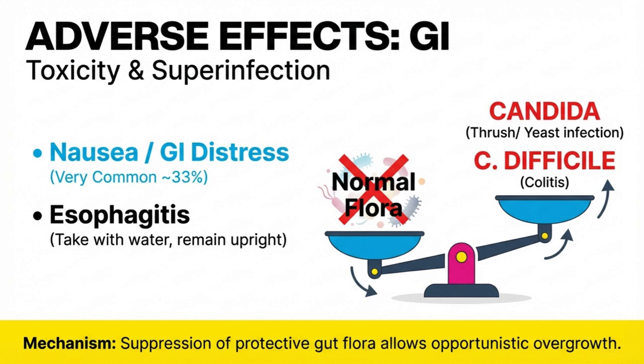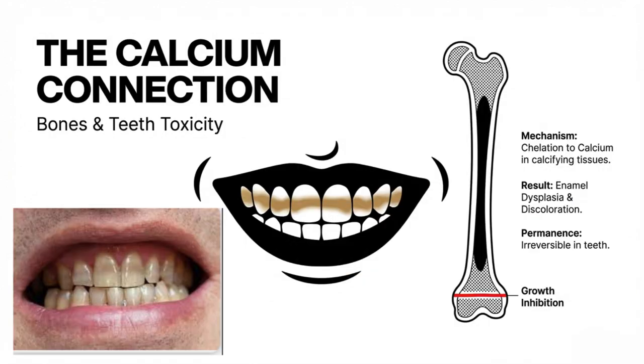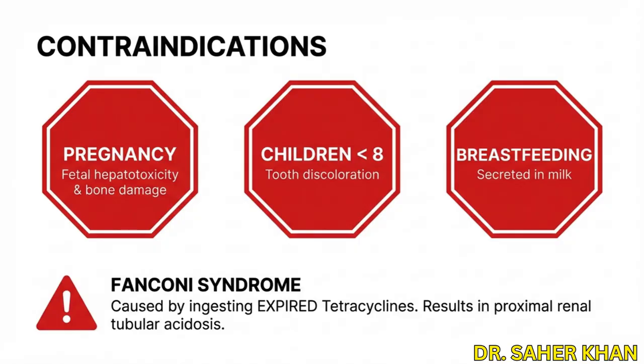Now, the most important adverse effect to remember: tetracyclines bind to calcium ions. Because calcium is present in large amounts in bones and teeth, tetracyclines get deposited there, and this leads to discoloration of teeth, enamel hypoplasia, and inhibition of bone growth. And that is why tetracyclines are contraindicated in pregnant women, breastfeeding mothers, and children below 8 years of age, and this is a very high yield exam point.